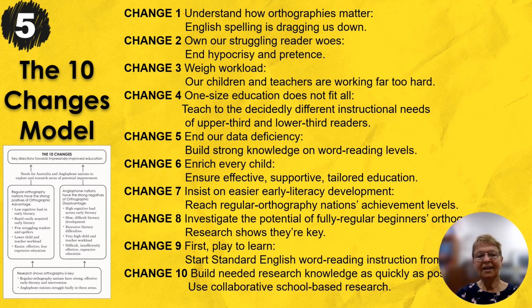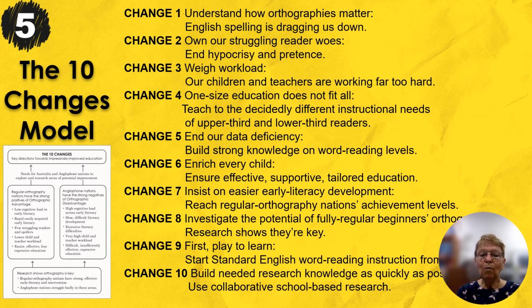Change 1, understand how orthographies matter. English spelling is dragging us down. Change 2, perhaps more an Australian than a wider Anglophone one, own our struggling reader woes, end hypocrisy and pretense. Australia so much needs to look at the resourcing that it's providing relative to children's rights for an effective education. Change 3, weigh workload. Our children and teachers are working far too hard, and it's when you do cross-linguistic comparisons that you really see it.